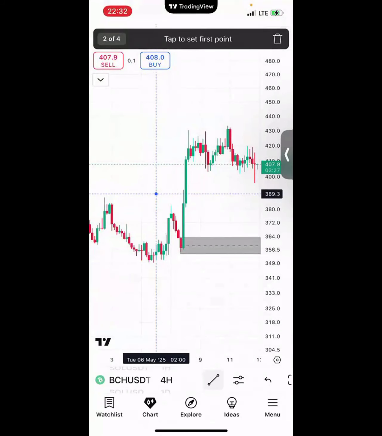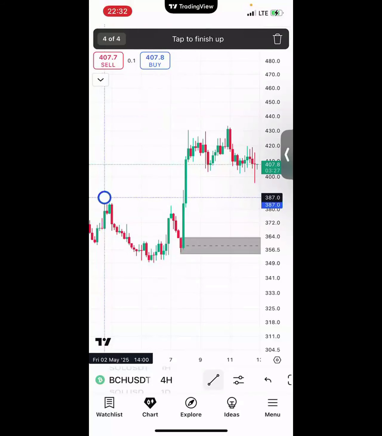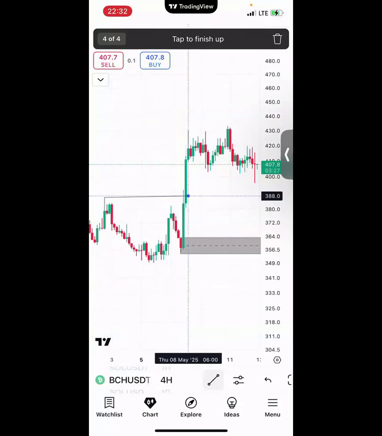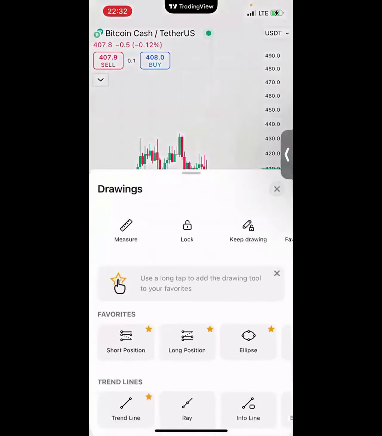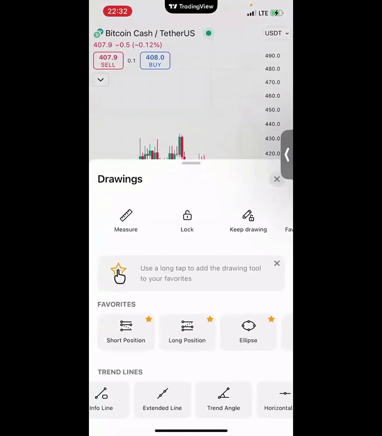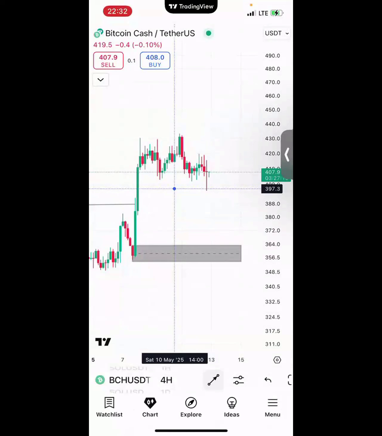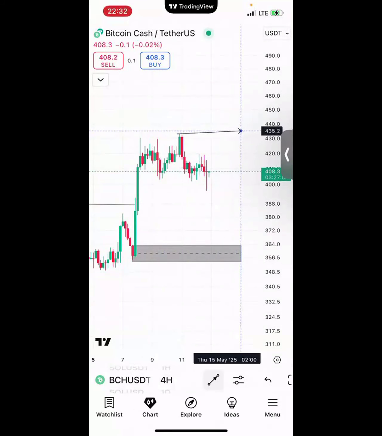So you can actually see from here that we have a clear break of structure to the upside. And if I was to be targeting the upside, if I was to be targeting the recent high, so I'll say this is my recent high, which is this.